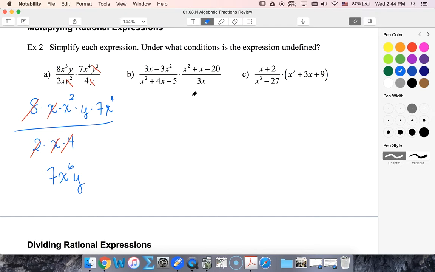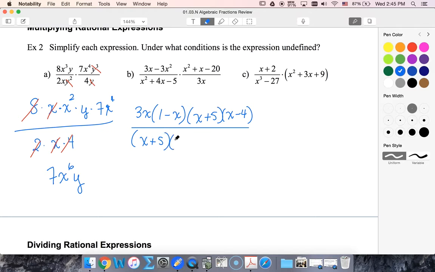Again, I want to simplify first, so I'm going to factor first. This first expression I could factor out 3x and get 1 minus x. This second expression factors into x plus 5 times x minus 4. In the denominator, I have x plus 5 times x minus 1, and I have 3 times x. So now let's eliminate our 1's. 3x, 3x, x plus 5, x plus 5.